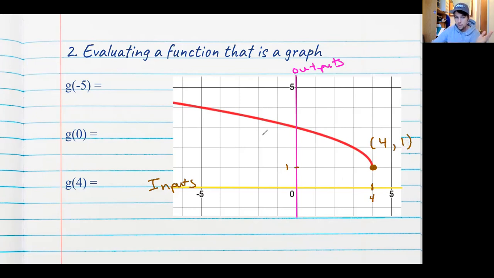Let's pick another point over here. Let's say this one right here. This one has an x coordinate of -5 and a y coordinate of 4. So this one is another input-output pair for this function. It says when you put in -5, you get out 4. I'm going to erase those things and try to answer the questions about inputs and outputs here.